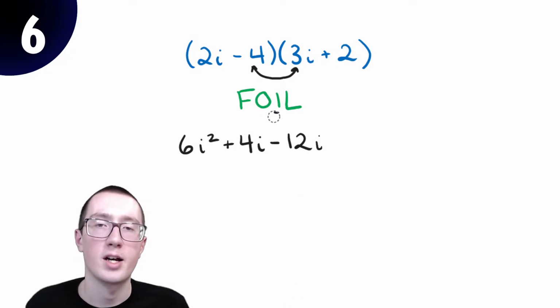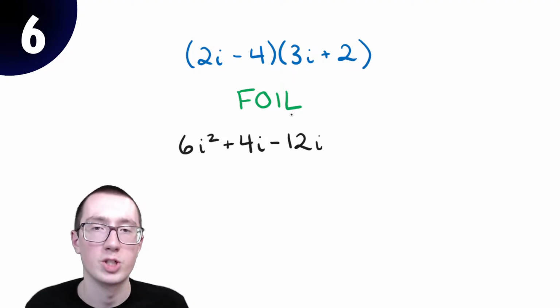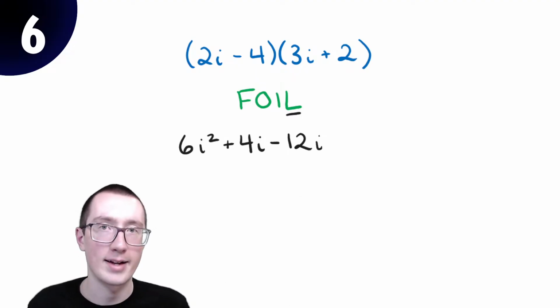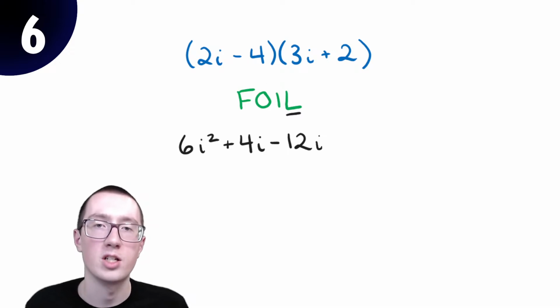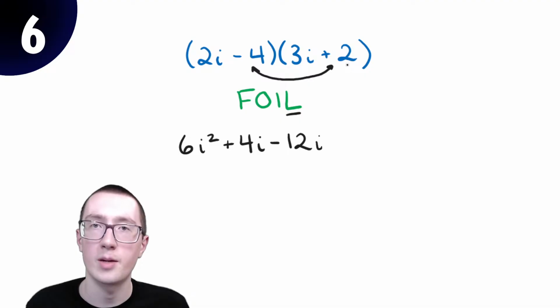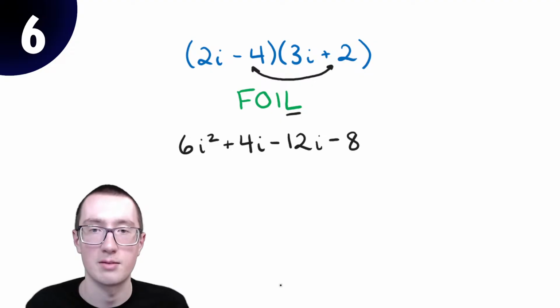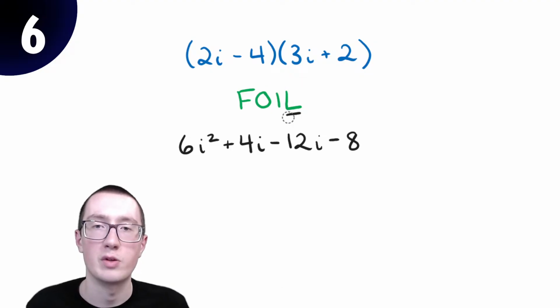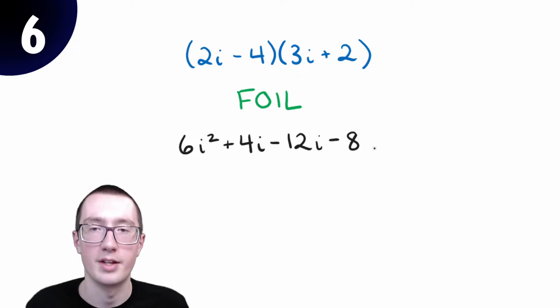And then finally, we have our last step of FOIL, which is L. And that stands for last. So to do that, we need to multiply the last parts together. So that's 4 times 2. 4 times 2 is 8. And we have one minus sign, so the minus sign is going to stay. So we followed the steps of FOIL, and we've gotten this.